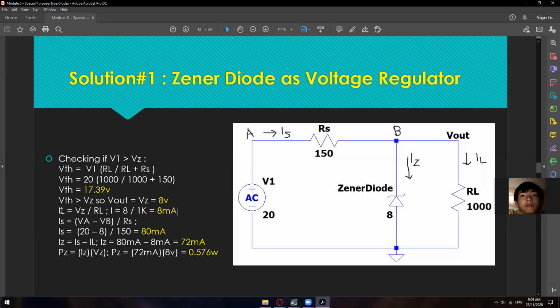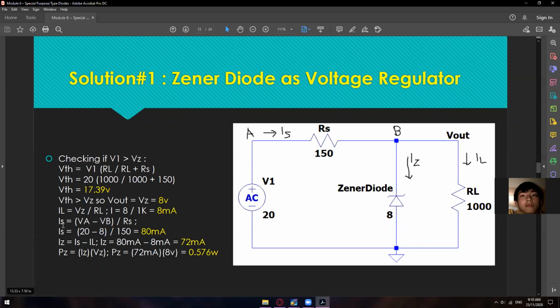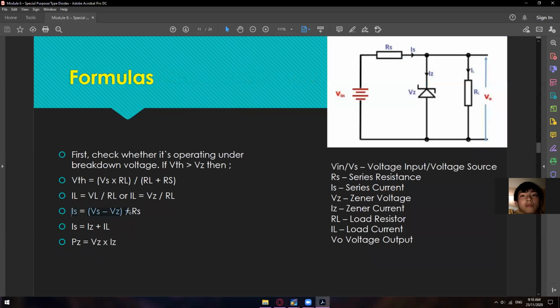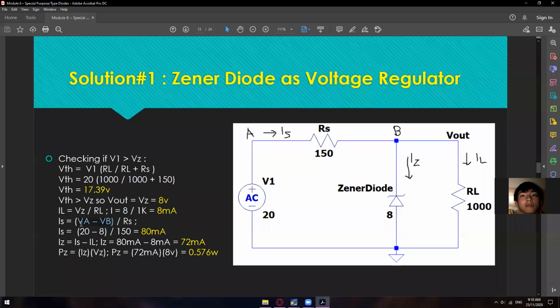Okay, so that is our current on the load resistance. Next one is the current for the series resistance. So let's see if we can use this one, IZ plus IL. We have the IL, but we don't have the IZ yet at this point. So we will be using this one instead: VS minus VZ divided by RS, or VA minus VB divided by RS.